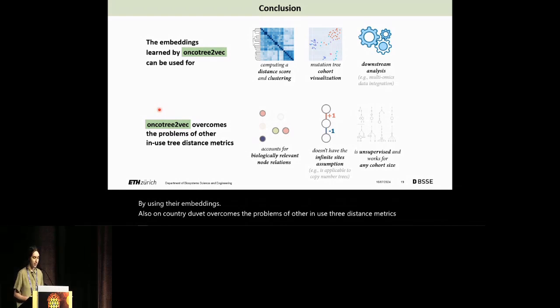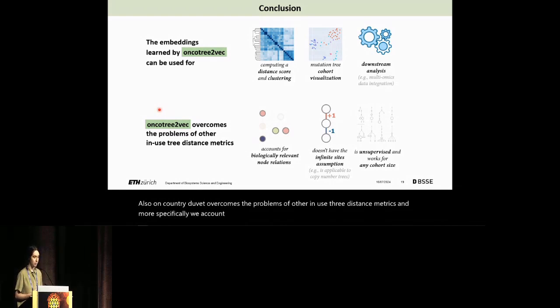And more specifically, we account for biologically relevant node relations. We saw all kinds of node relations that are encoded in the embedding. Then we don't have the infinite sites assumption. That means our method is applicable for copy number trees, for example, which is not the case for most of the distance metrics in the literature. So all in all, it's an unsupervised learning method, and it works for any cohort size, which is not the case for the deep learning methods in general.